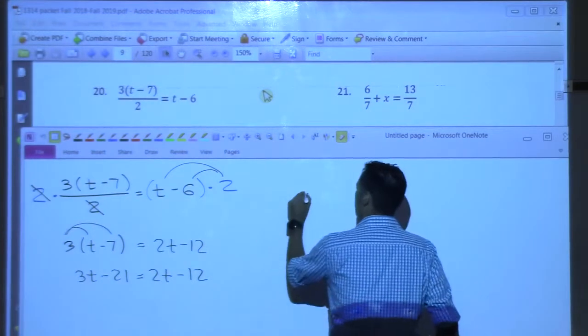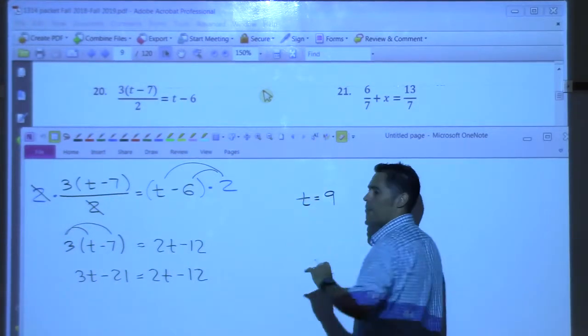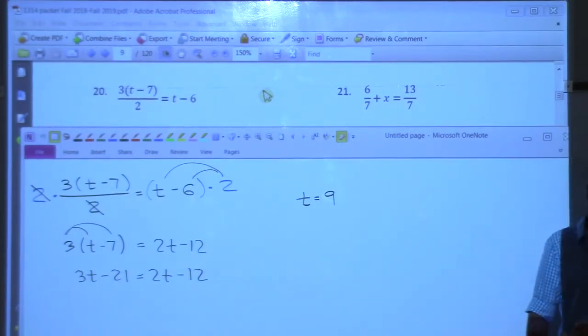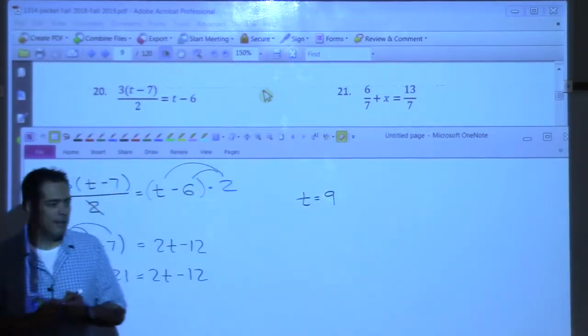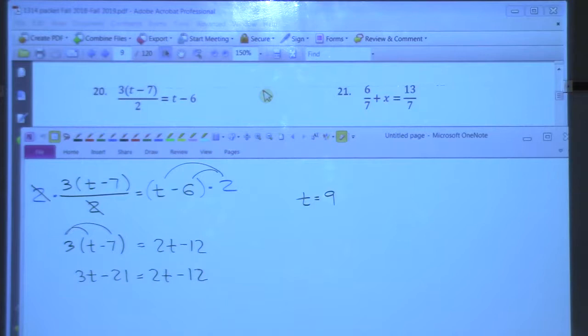So did you get an answer? What did you get? 9? Okay, let's see. How many of you agree? Okay, good. So we don't need to go through it then. So if you did not get t equals 9, you need to put a little star next to that. And then after class, you need to just hang out for 30 seconds so I can figure out what happened.